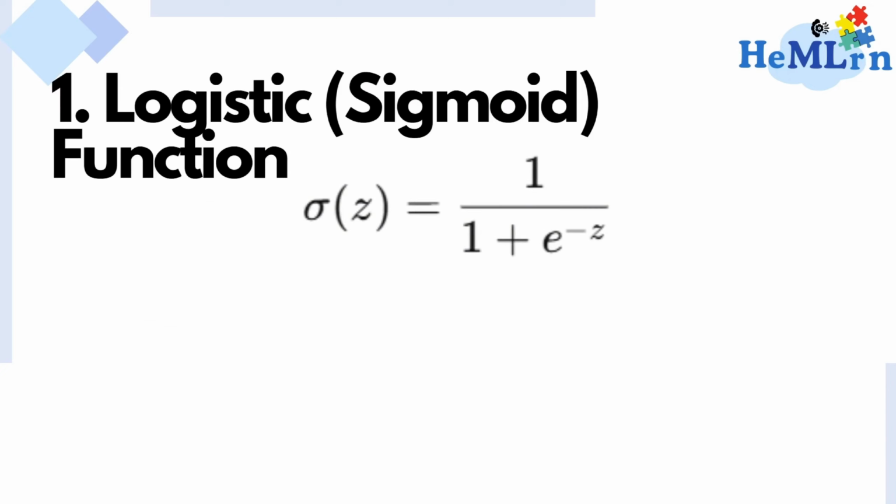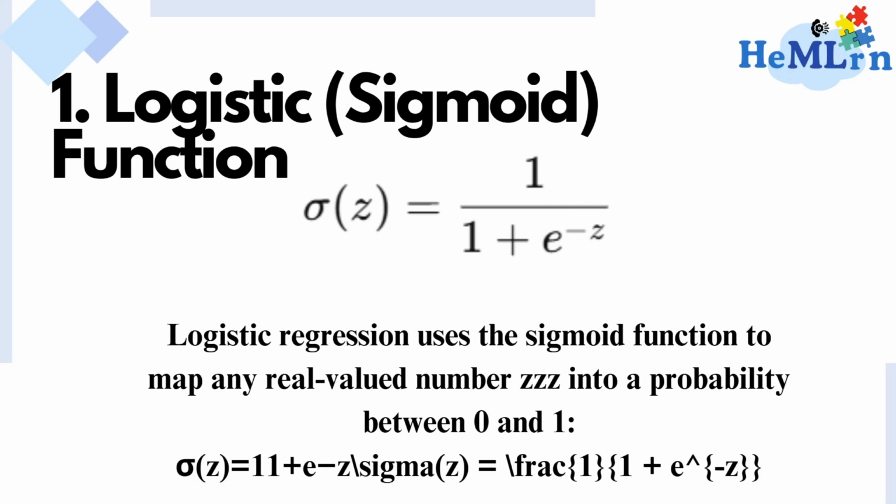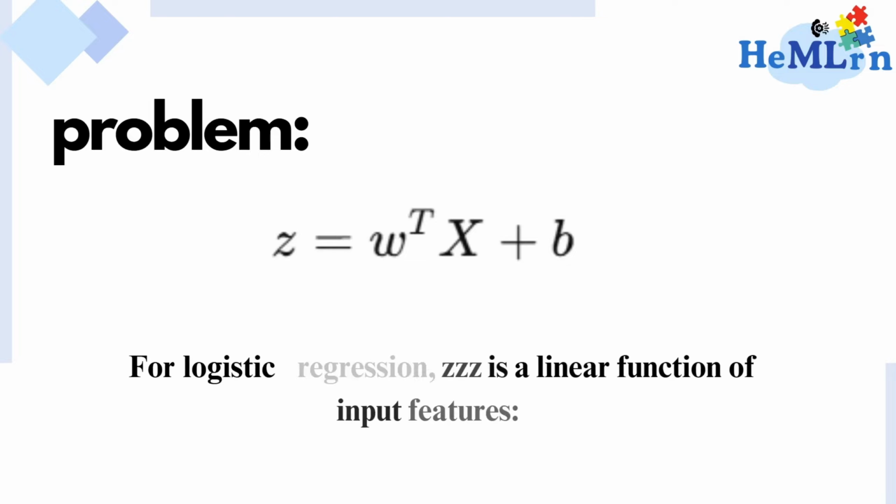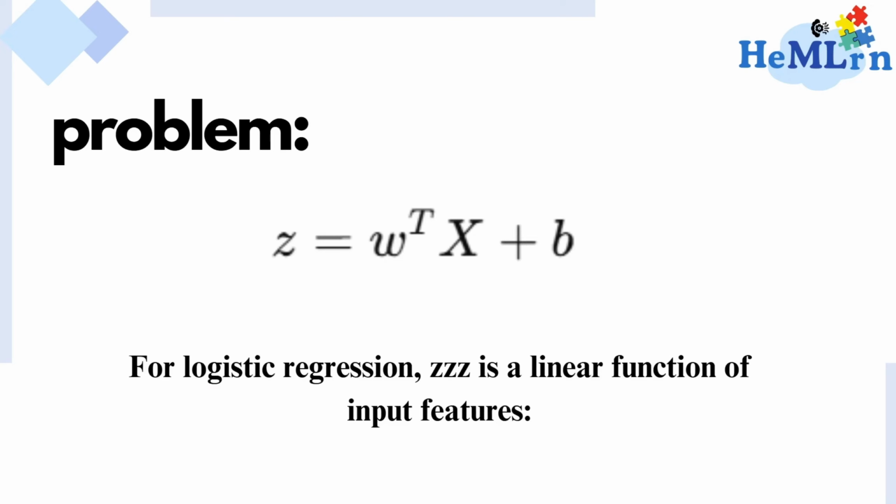Logistic sigmoid function: 1 divided by 1 plus e to the power minus z is the sigmoid function. Logistic regression uses the sigmoid function to map any real-valued number z into a probability between 0 and 1. z is equal to w transpose x plus b. For logistic regression, z is a linear function of the input features.